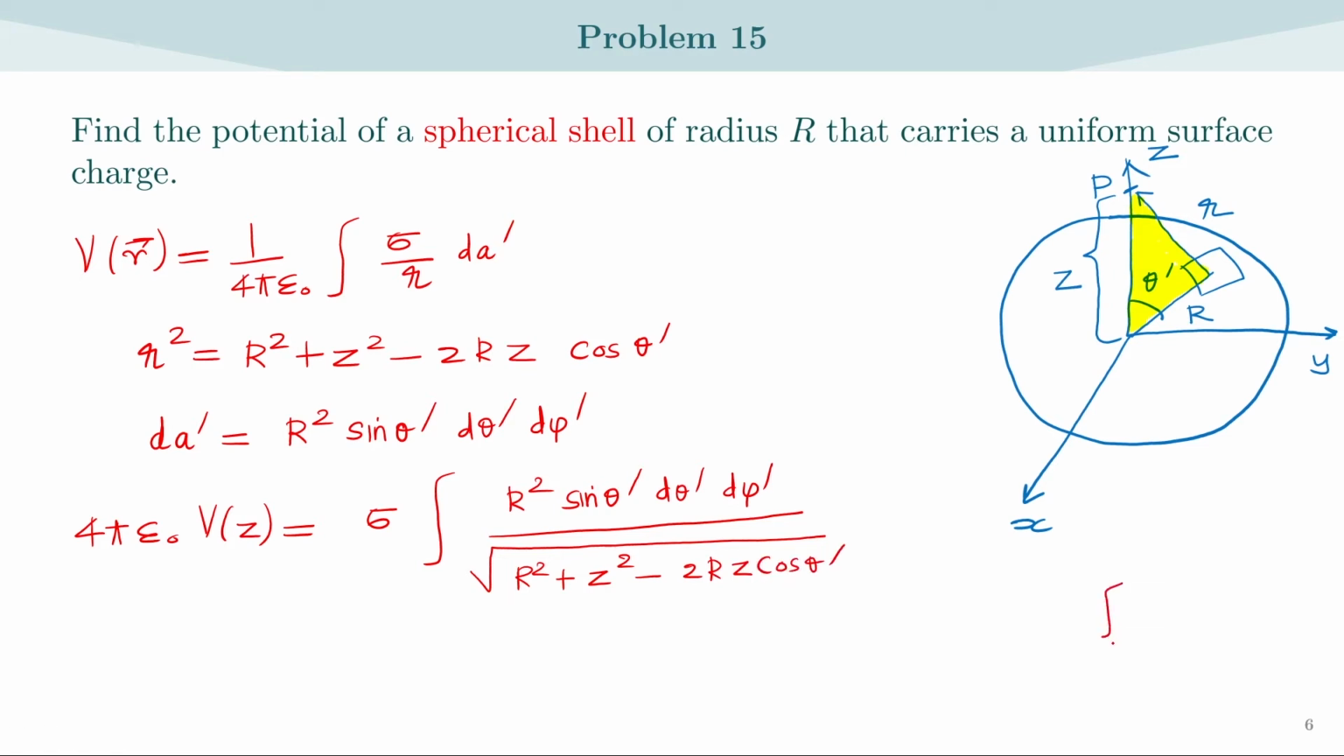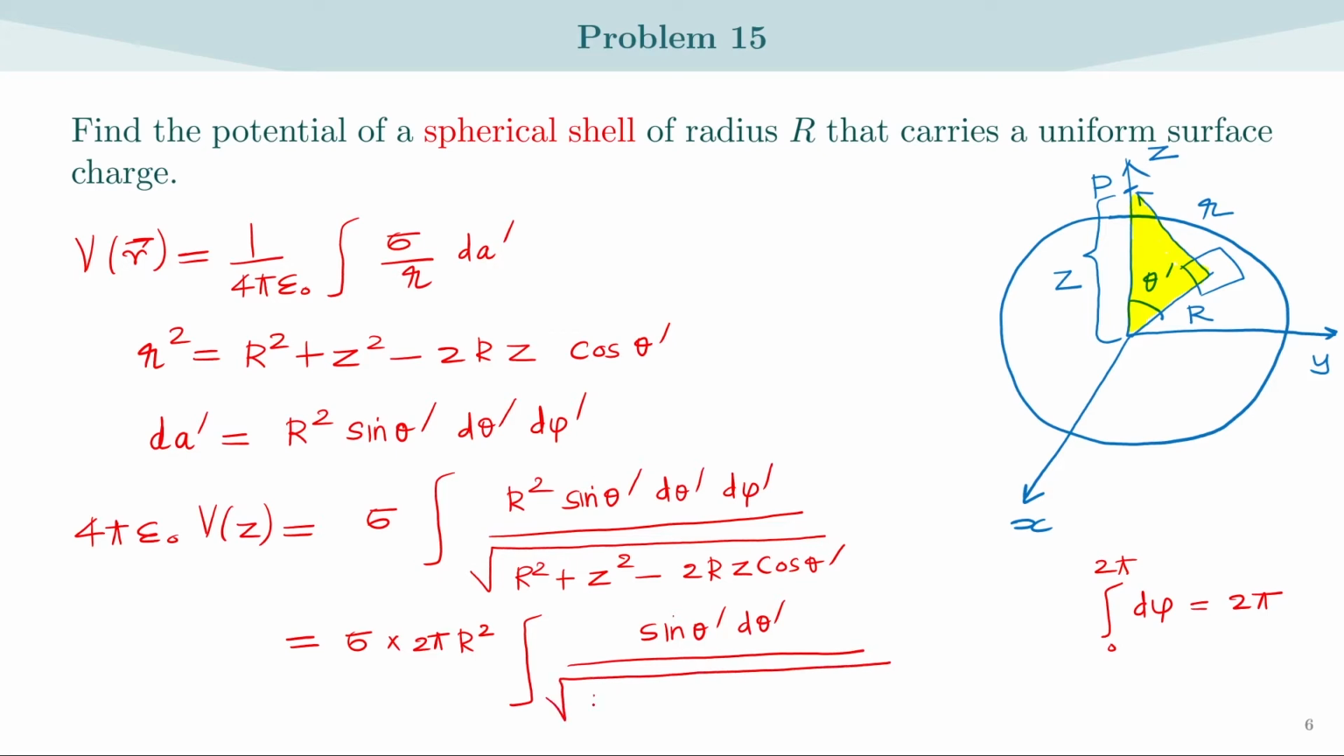We have the integral from 0 to 2π of dφ equal to 2π. Therefore, this equation becomes σ times 2πR² ∫ sin θ′ dθ′ divided by √(R² + z² − 2Rz cos θ′).